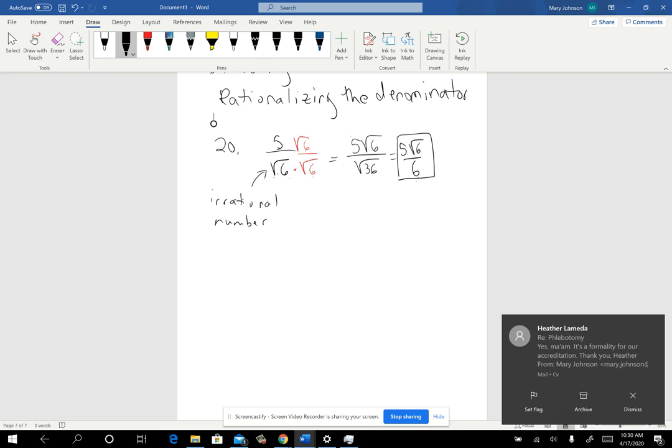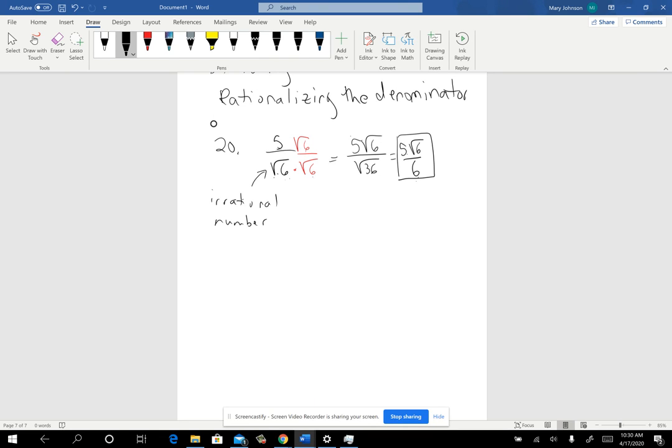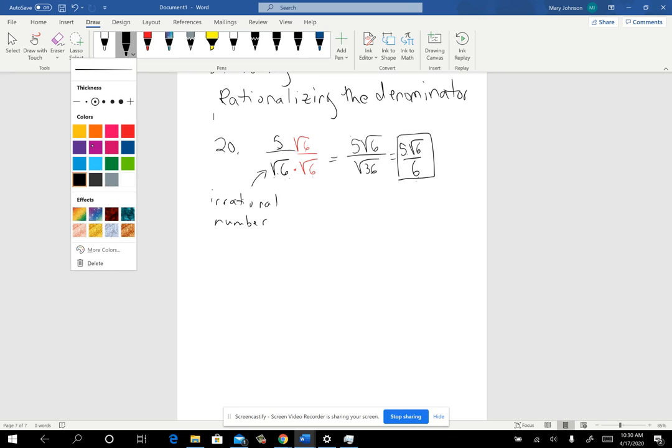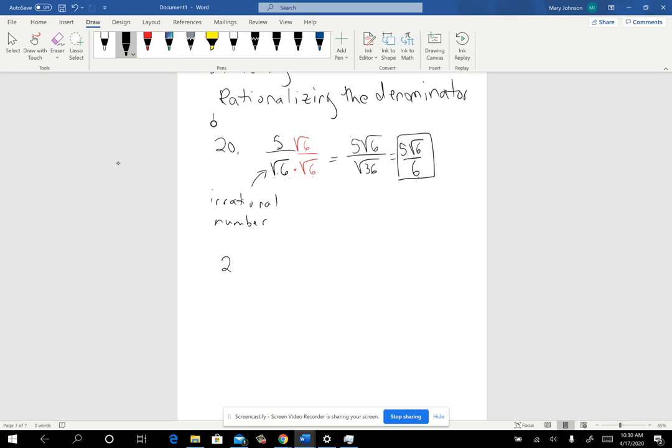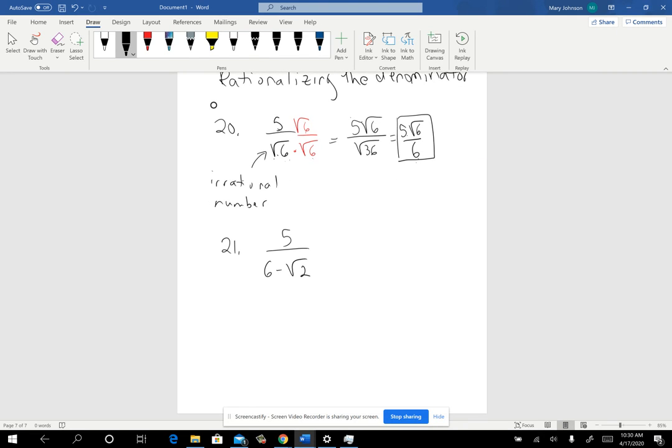All right, and then the other type you might see looks like this. You might see one like 21, where you wind up having 2 terms in the denominator. If you try to just multiply by the square root of 2, that's not going to work. It's just going to bring the square root of 2 over to that first term, and you won't be getting rid of the radical. You won't be rationalizing it.